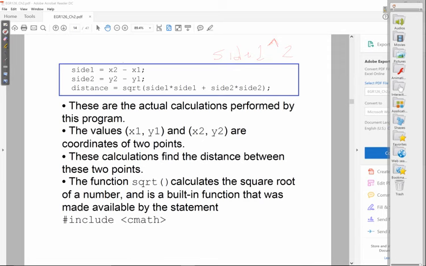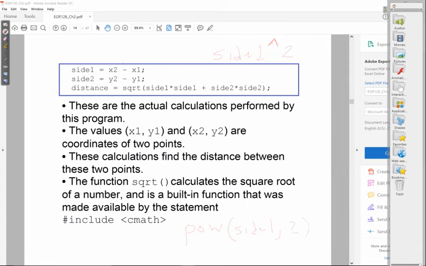And the power command works like this. It's the word POW for power, okay? Then in parentheses, the value that you want to raise to a power. In our case, it's side 1. Then you do a comma, and then the power you want to raise to. Okay? In our case, for square, it's 2.